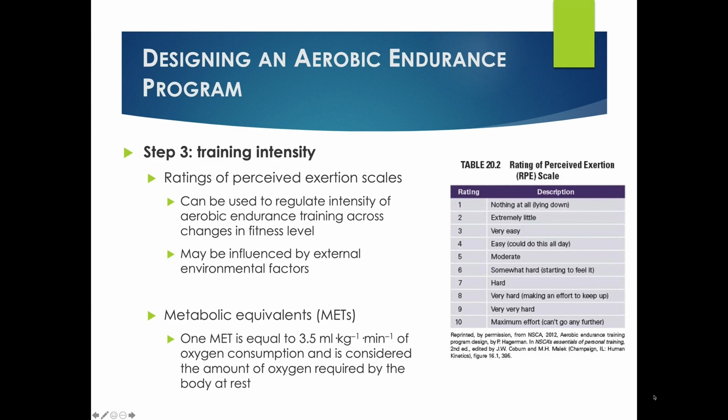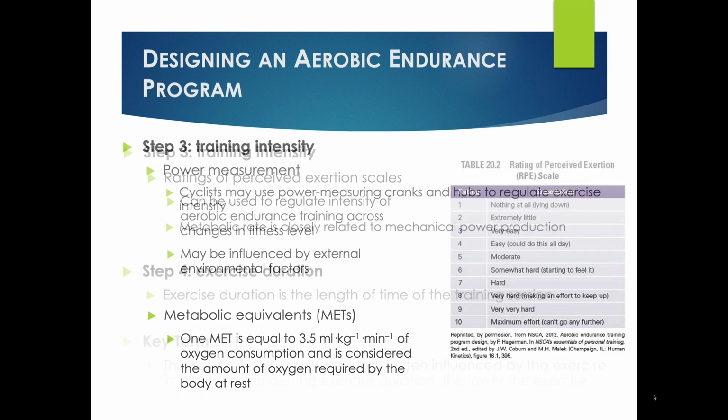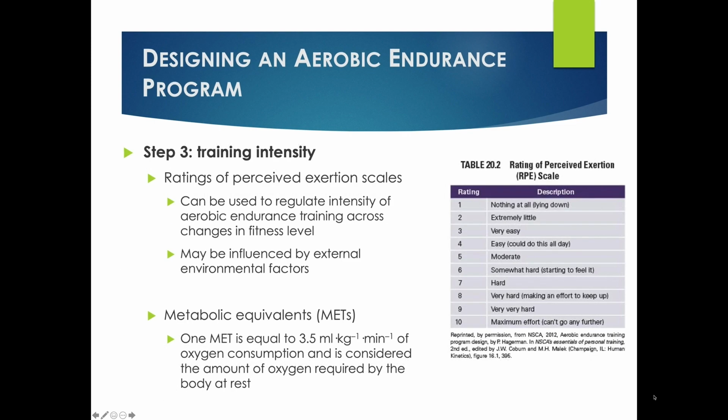You can also use METs, metabolic equivalents. It says 1 MET is equal to 3.5 mLs per kg per minute of oxygen consumption, which is considered the amount of oxygen required by the body at rest. So METs are just looking at, we'll see the next, it's in the book. I didn't put that in here.